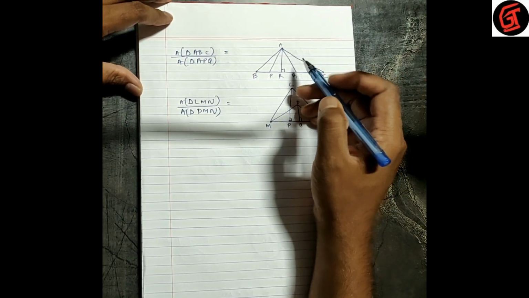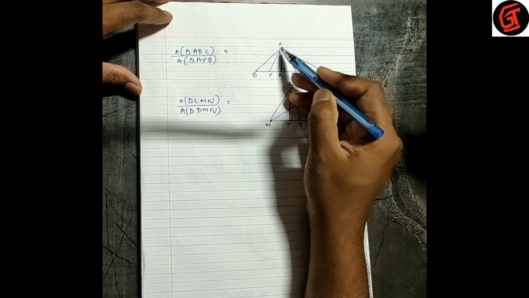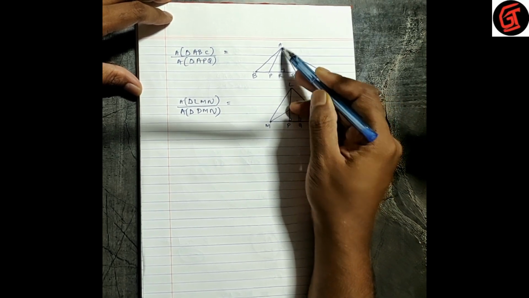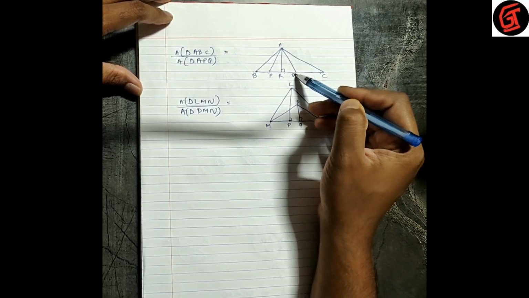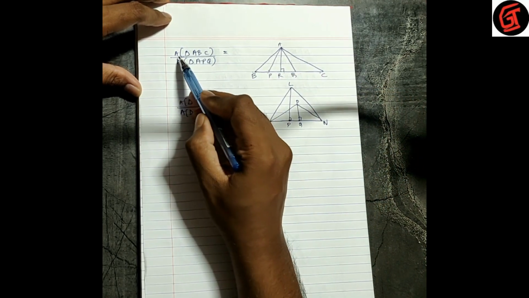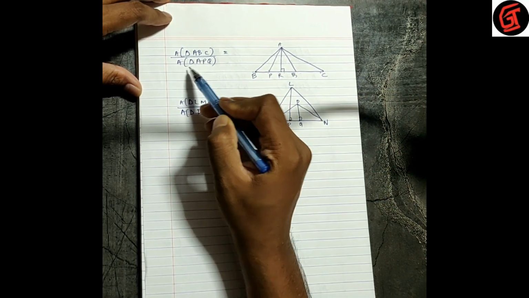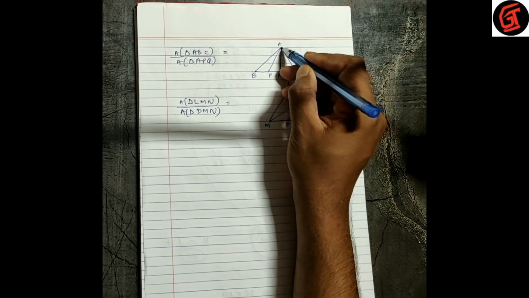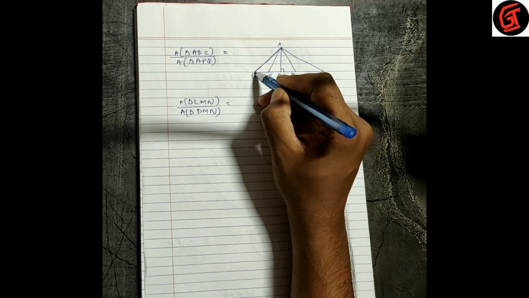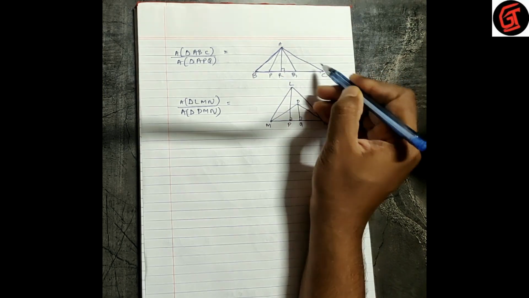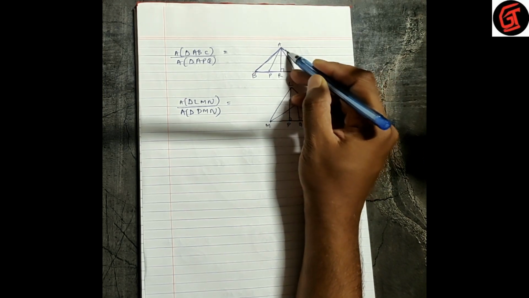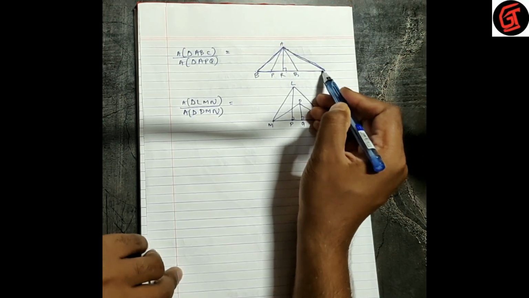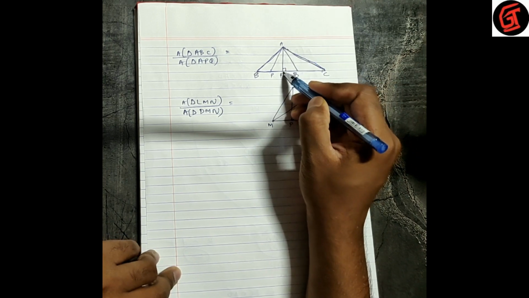If you see this figure I have drawn, there is a triangle ABC, there is APQ and there is ARQ. We have to find the ratio of area of triangle ABC upon area of triangle APQ. Now let's see triangle ABC, the entire one. What is the base and height of this triangle? The base is BC and the height is AR.